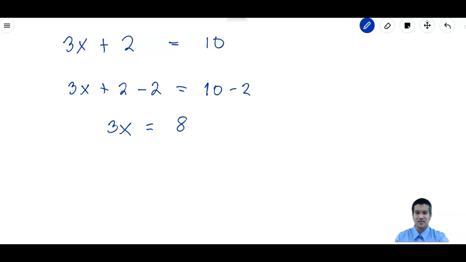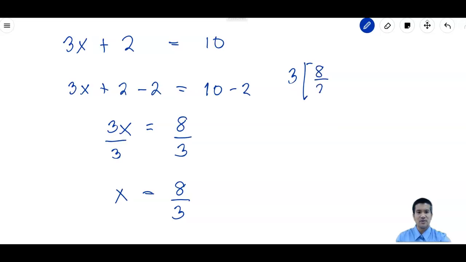Then after that, you have to divide now both sides by 3. So your x value now is equal to 8 over 3. Okay, so when you are going to check again, so we will have now 3 times 8 over 3 plus 2 must be equal to 10. So therefore cancel out that one. So we have 8 plus 2 is equal to 10. Okay, another example.